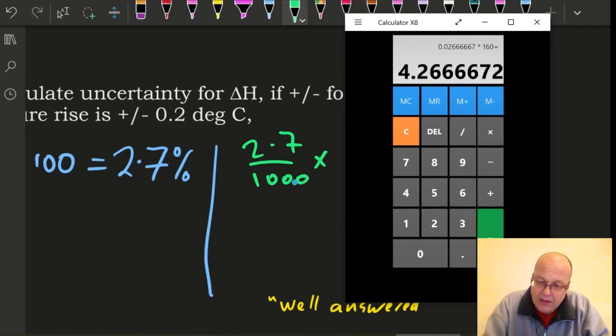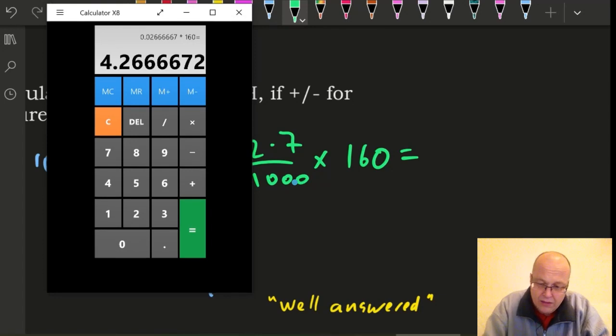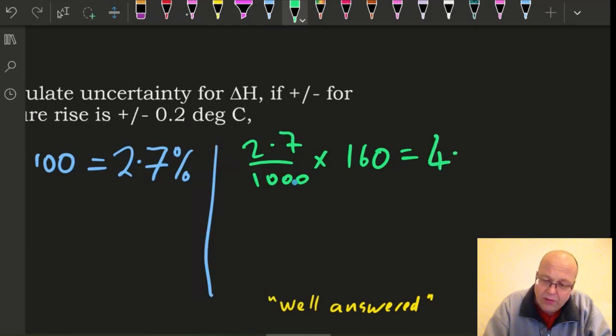And so that gives me 4.3%. So the uncertainty is plus or minus 4.3%.